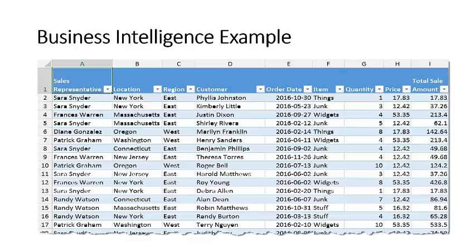On my screen, whatever data you can see is the sample sales data which I have collected for this demo purpose. In the sample sales data, we have different columns to explain what kind of information we have.